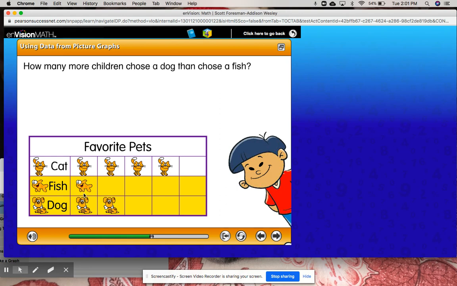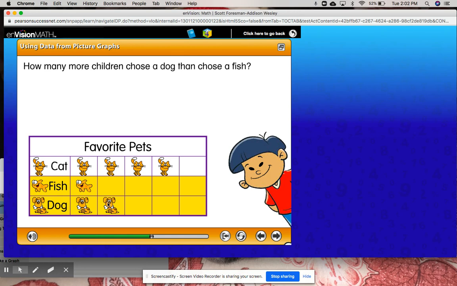Now the question is asking how many more children chose a dog than a fish. If you remember from our lesson yesterday, when we were comparing 2 things on a graph, we were able to match them up to be partners. And then you can see which did not have a partner. Looking at the fish and the dog, the first one does have a partner. However, the second one does not have a partner. So that means that there is one dog that doesn't have a partner, or one more dog than there are fish.